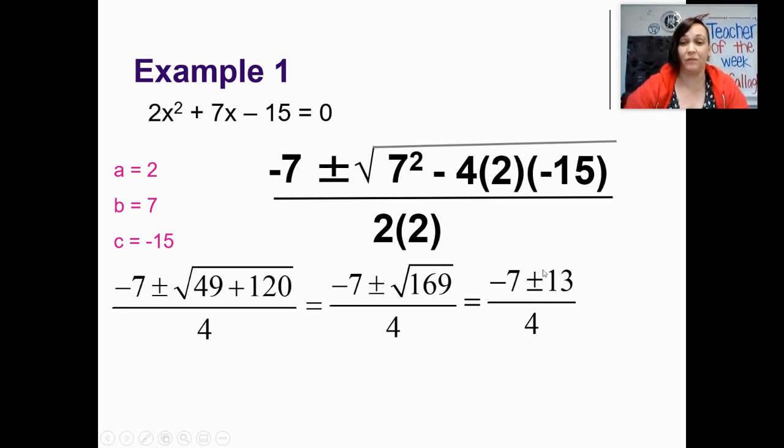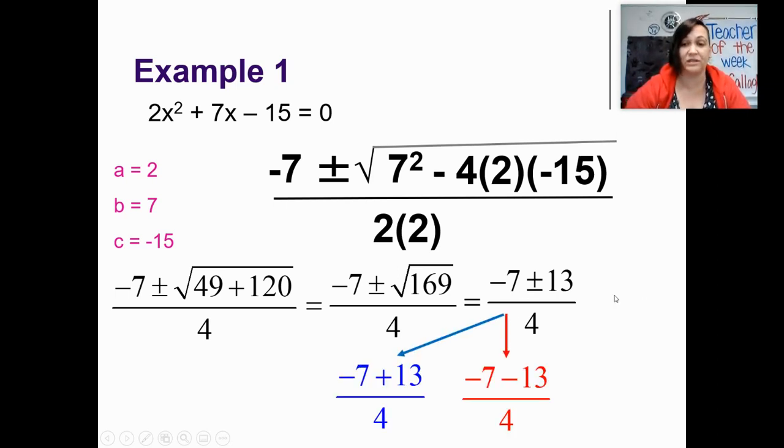Now at this point in time, I cannot do anything else with this big fraction. And so here I am going to split it into 2 separate math problems. In one of the math problems, I will leave just the plus sign from the plus or minus symbol. And in the other math problem, I will leave just the minus sign from the plus or minus symbol. So here's where we're going to get our 2 answers. And we talked about this earlier in this week. When we were factoring, we always got 2 answers. We will always get 2 answers from the quadratic formula as well. When you're solving these problems, you do want to simplify the top first and then do the division.